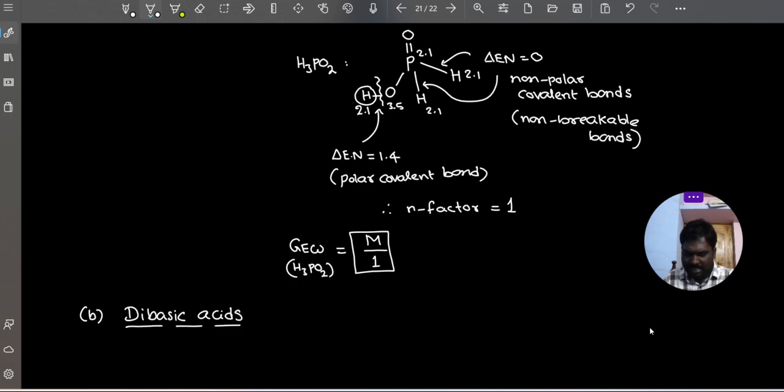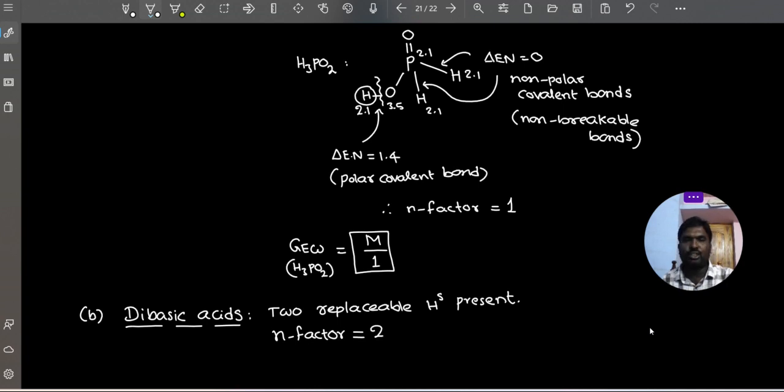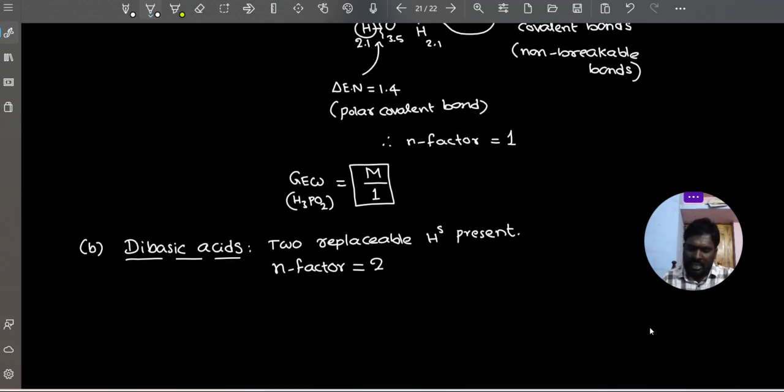Understood? Dibasic acids: two replaceable hydrogens present, so the N factor is 2. What is the N factor? N factor is 2, because two replaceable hydrogens are present. Understood?